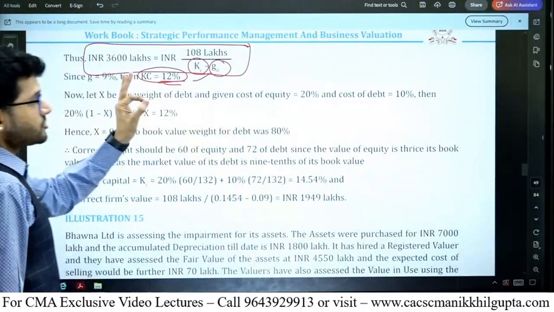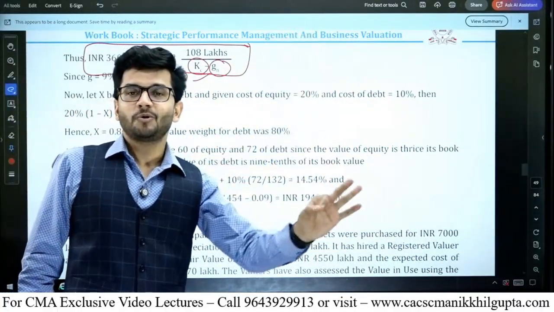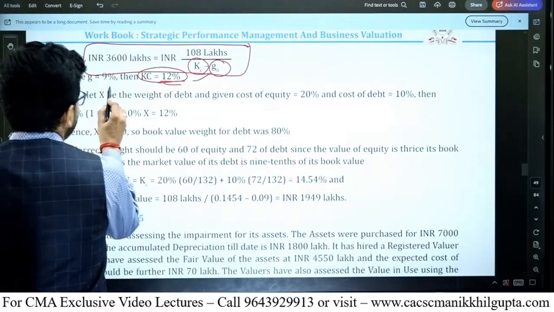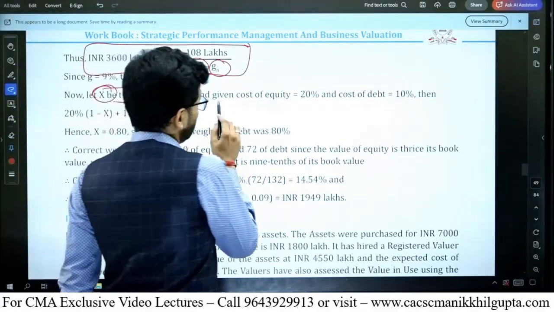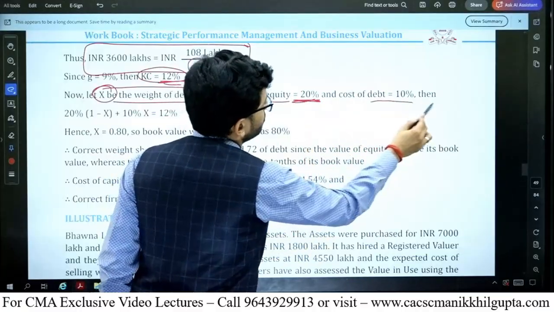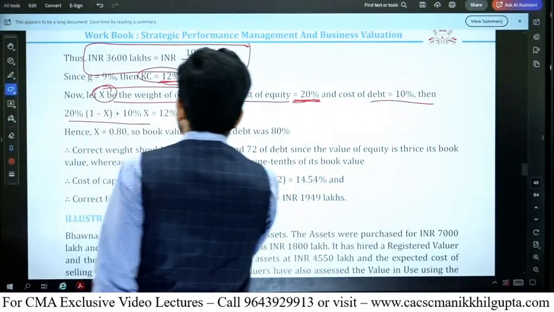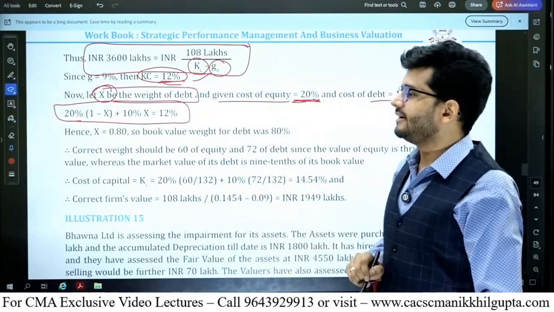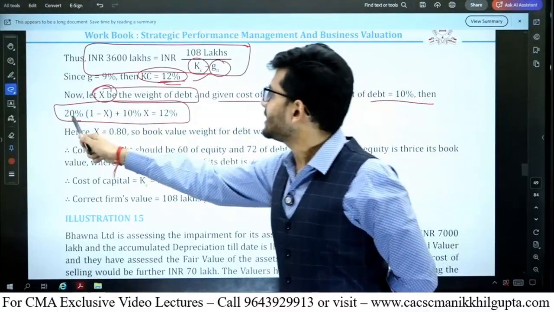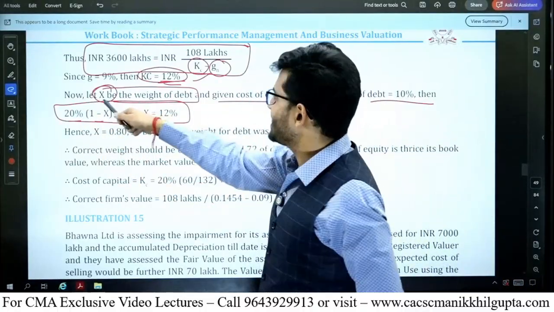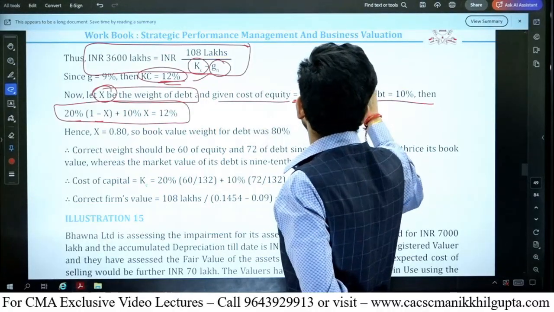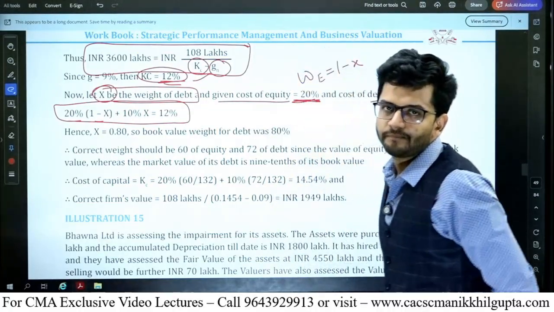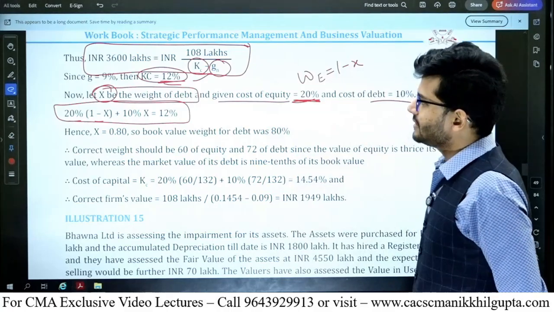See how? Very interesting number play. Just a number play. Mathematics, pure mathematics, guys. Now let X be the weight of debt. Given that cost of equity is 20%, cost of debt is 10%, then this is the formula. Please see the formula, weighted average cost of capital. 20% multiplied by 1 minus X. If the weight of debt is X, then weight of equity is 1 minus X, right?